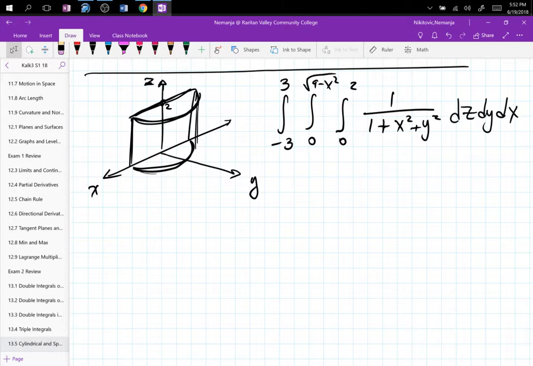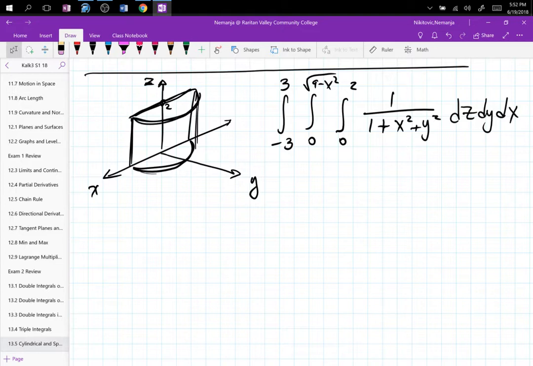You see your theta? Theta starts here on the positive x-axis at 0 and goes not all the way around. It goes how far? Halfway. So what are the limits? 0 to pi. The rest is the same setup. You have your radius 0 to 2. Well, I didn't write the 2, but it's 0 to 2. You can see it here.